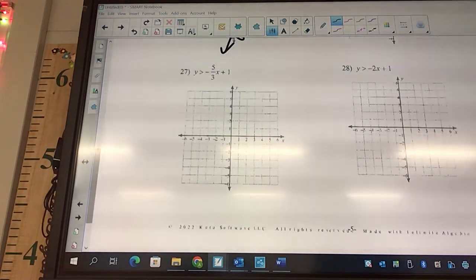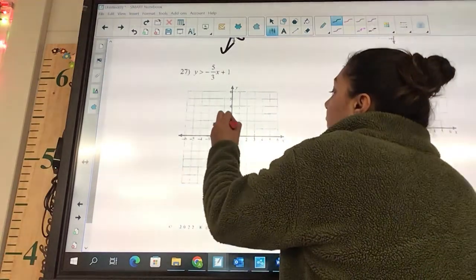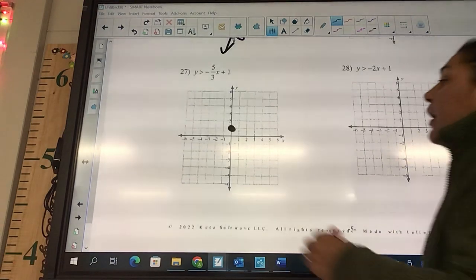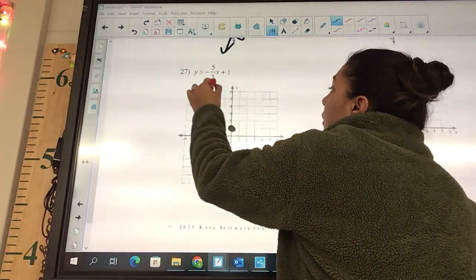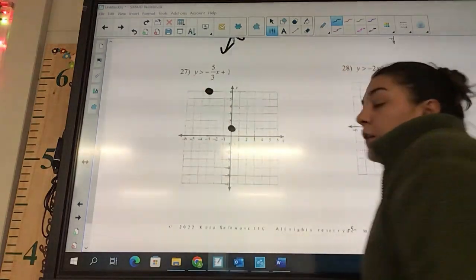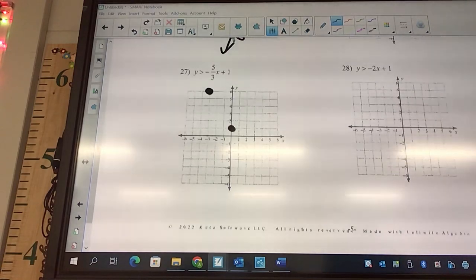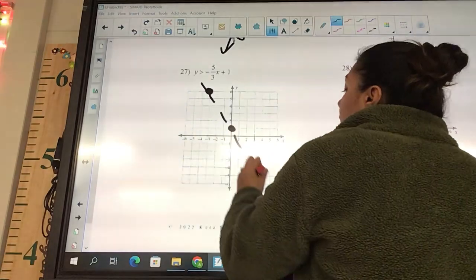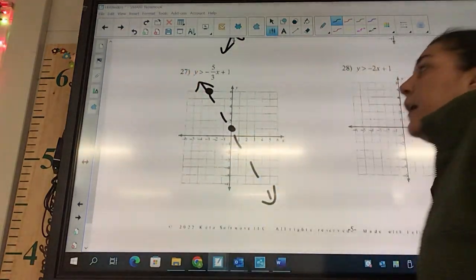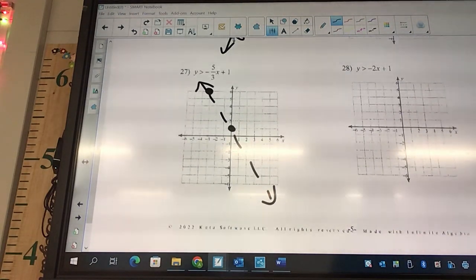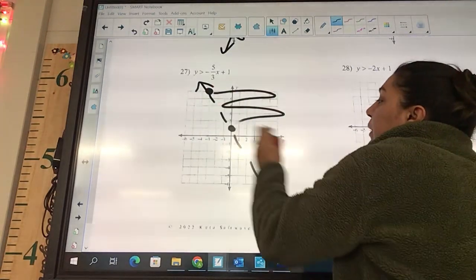Where does it start? Starts at 1. What is my slope? 5 over 3. 1, 2, 3, 4, 5 over 3. Sorry, could you say that again? Okay. Should that line be solid or dotted? A dotted line. Okay. And then are we going to shade above or below? Above. It says y is greater than. Okay, so we're going to shade everything above the line.